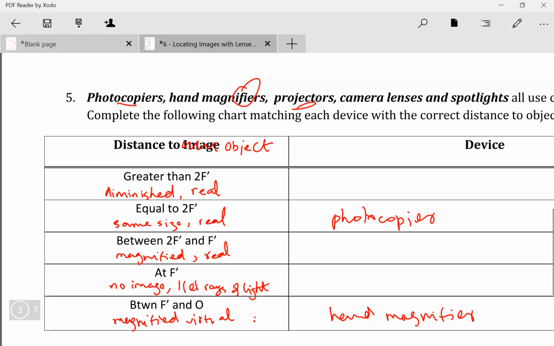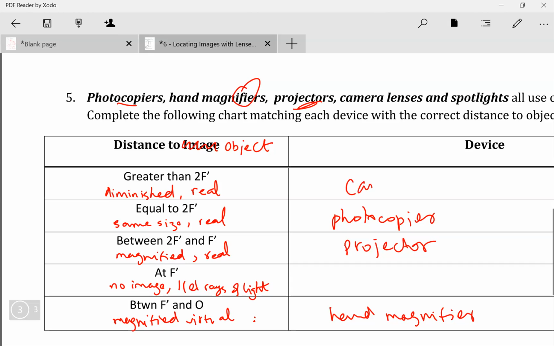Projectors, again, you want a magnified image because you want to project something on a big screen, but you want a real image so that you can actually see it on the screen. You want to project it on the other side of the lens from the projector. So that would be over here. So the projector is a magnified real image.